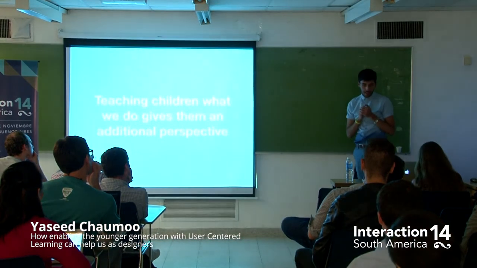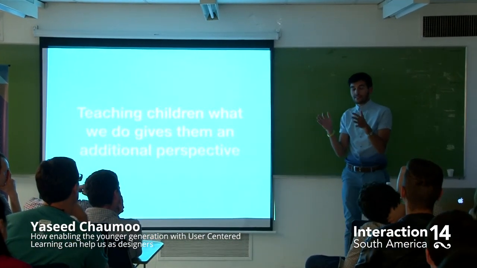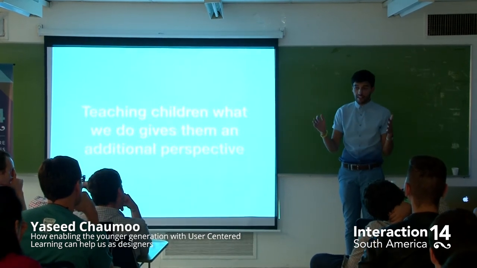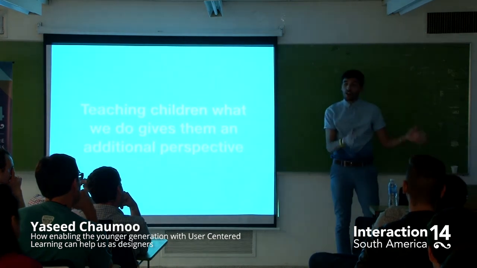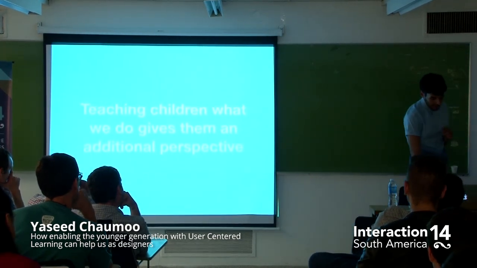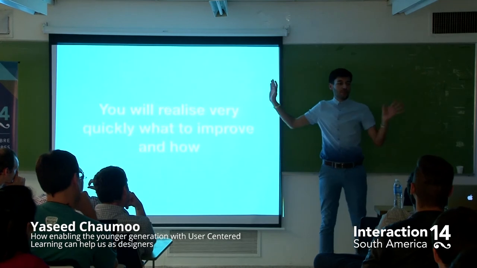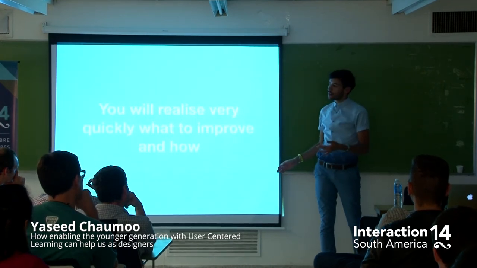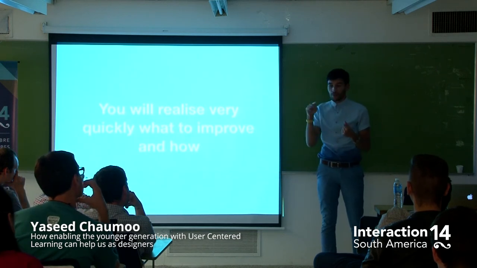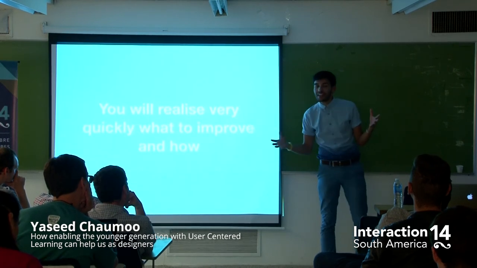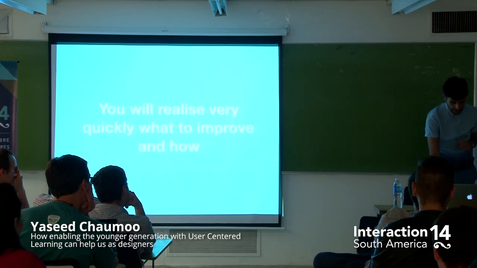Teaching children what we do gives them an additional perspective, right? We are lucky to be in this industry because it's not really mature enough. We're always learning and we're always developing. So if we can pass those learnings down generations, it means that it's always going to be evolving. You will realize very quickly what to improve and how. I then developed my formula, my recipe for success for kids. So if you engage, you will start to see how you can be better communicators.